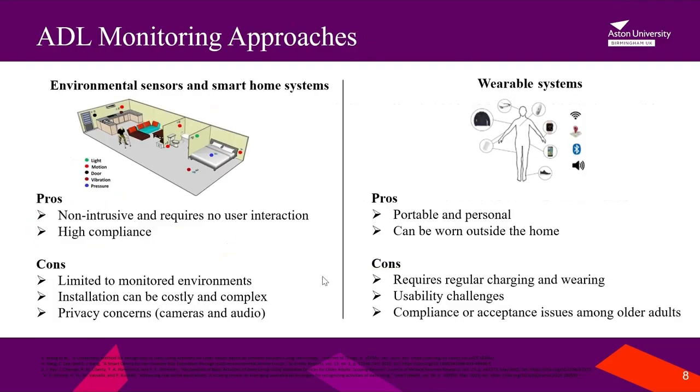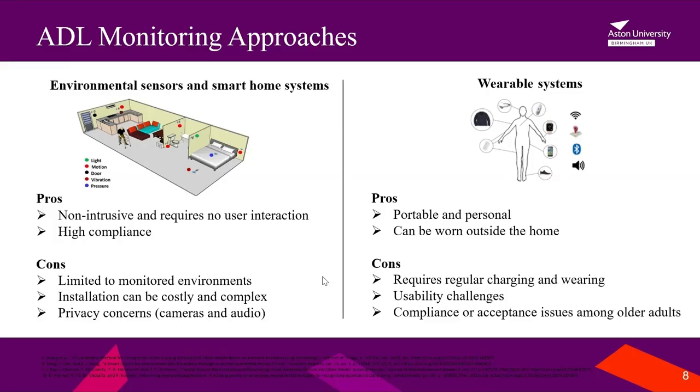So there are 2 different approaches to monitoring these activities of daily living. Some people use environmental sensors and smart home systems. These are very good because there's high compliance in that they're not intrusive and they require little user interaction. And the bad side of this is that they're limited to monitored environments. So if people step out of the home, they cannot be monitored, and they can also be costly to install and maintain. There's also privacy concerns about systems that use cameras and audio for monitoring this type of activity.